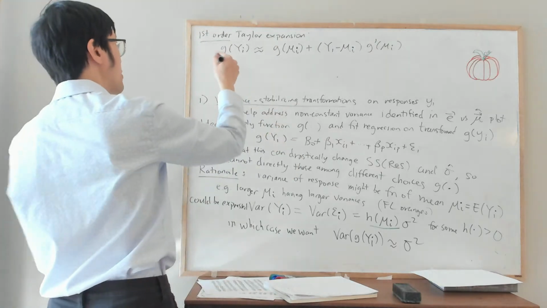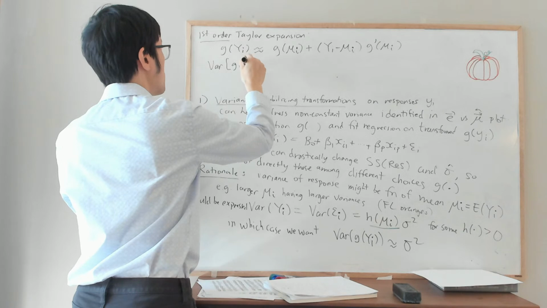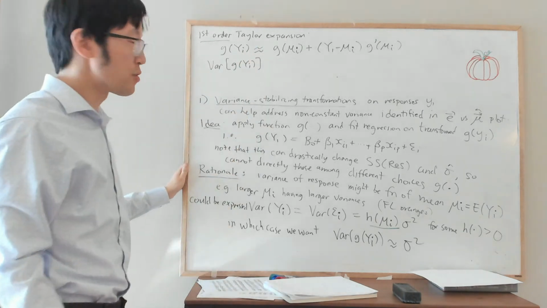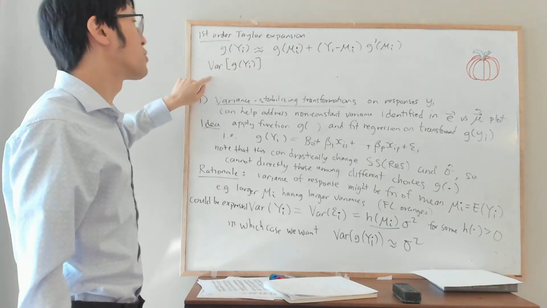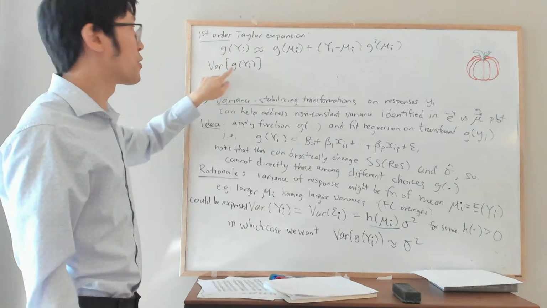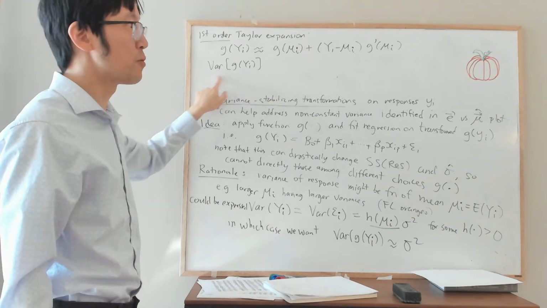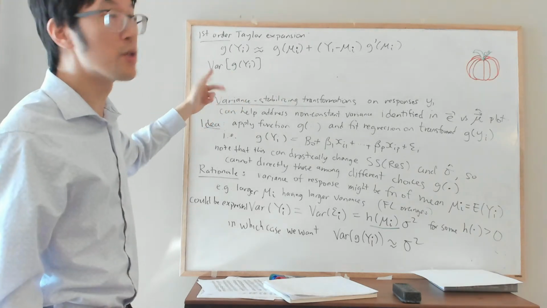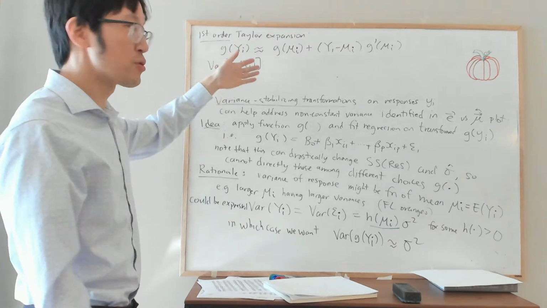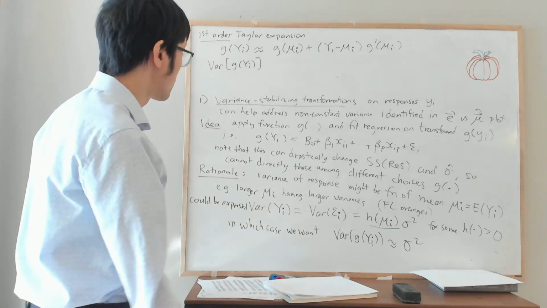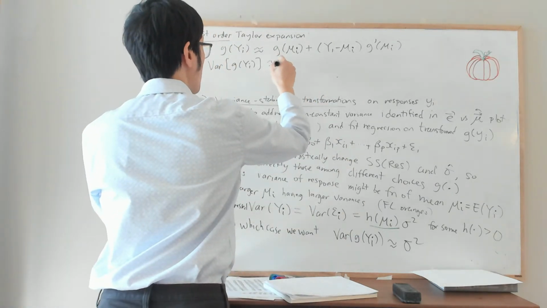Let's take the variance of this, the variance of g of yi. In other words, based on the first order Taylor expansion, what happens to the variance of the transformed response? After I apply g on the response, what's going to happen to the resulting variance? As we noted, the transformation is going to change the variance. Now we're looking at approximately how much it changes the variance, so we take the variance of the right-hand side.